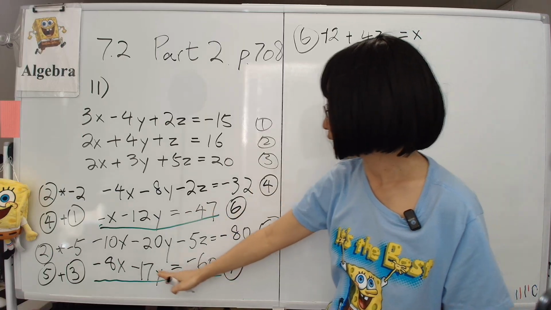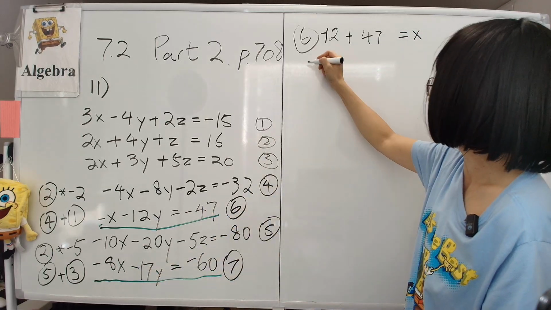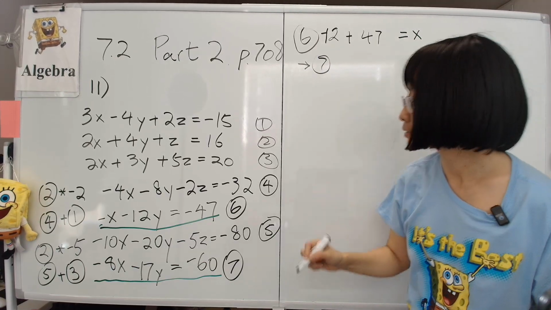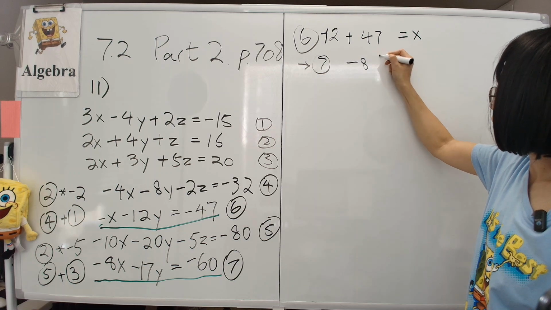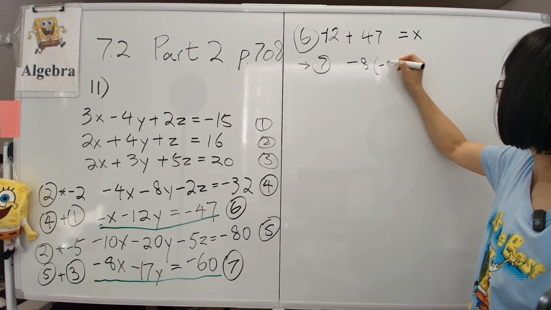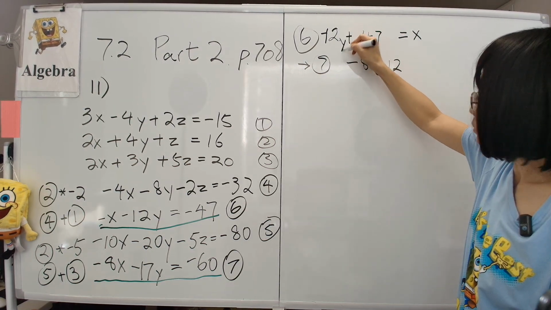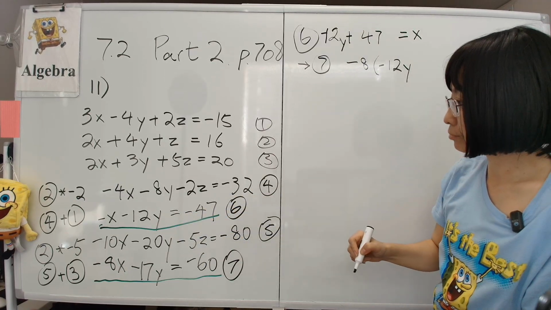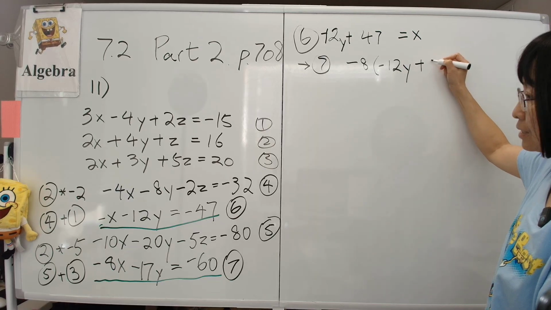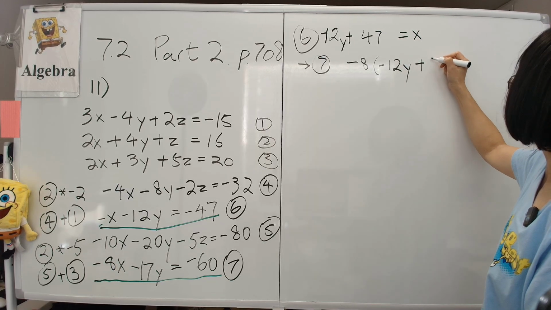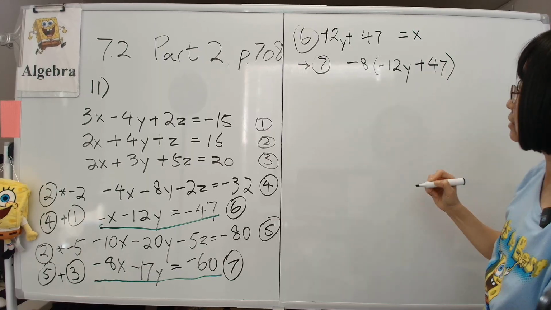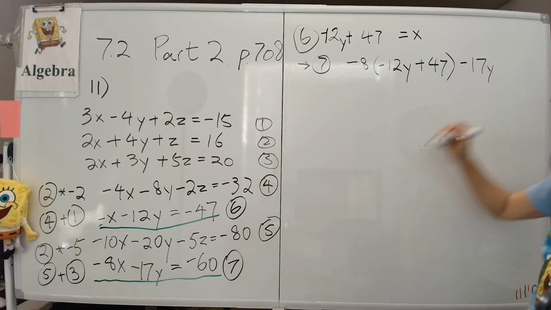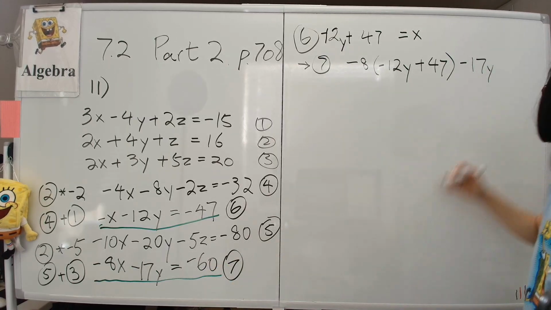And we'll plug that x value into equation 7. So into equation 7, that gives us minus 8 times x, which is negative 12y plus 47. Where's my y? I know there was a y there. Yeah, see, there's a y there. Minus 12y, that is plus 47. Yes, plus 47. That's the x. And then minus 17y, which is right here. That equals negative 60.